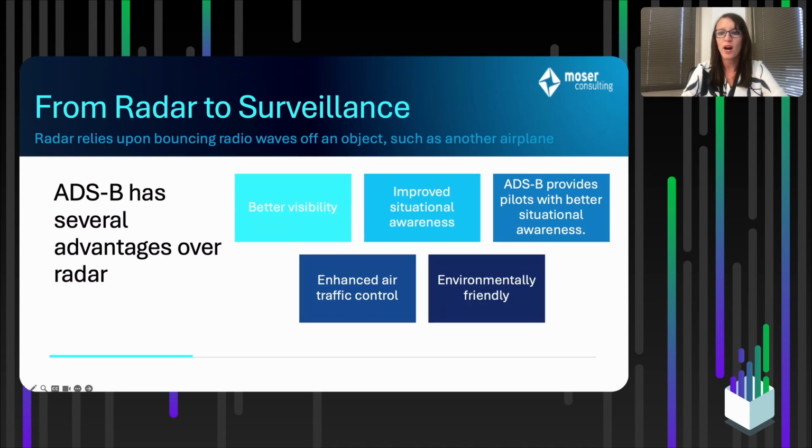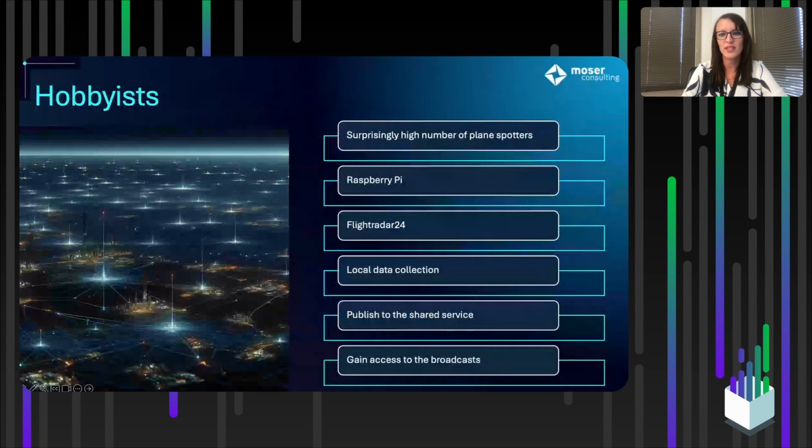There are a large number of hobbyists and plane spotters sending and receiving ADS-B data. They might like to know what planes are overhead, or there are various kinds of enthusiasts with an interest in the data. This group often leverages a Raspberry Pi and runs a program such as Flightradar24, which picks up the transmitted information from nearby aircraft. This technology will perform both local data collection and then publish that data to the shared service. Thus, if you are a provider of the data, by hosting a transponder, you also gain access to the streams. These hobbyists contribute to the coverage and data as a part of the ADS-B network.